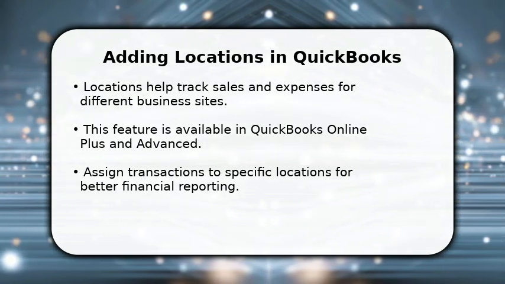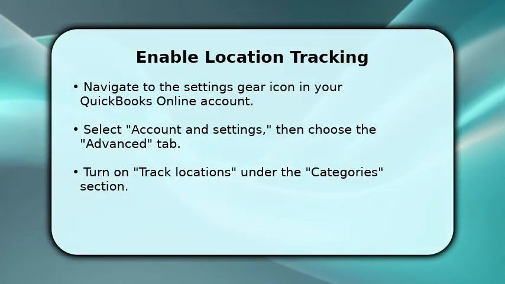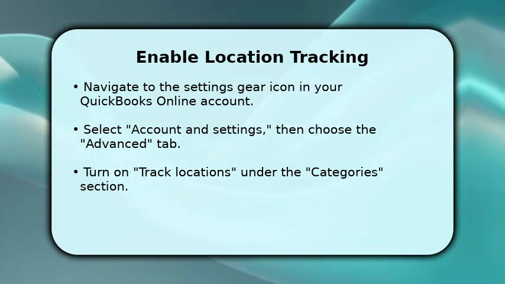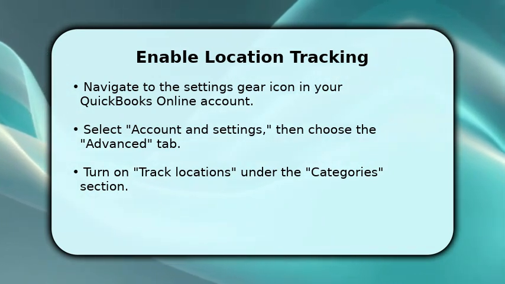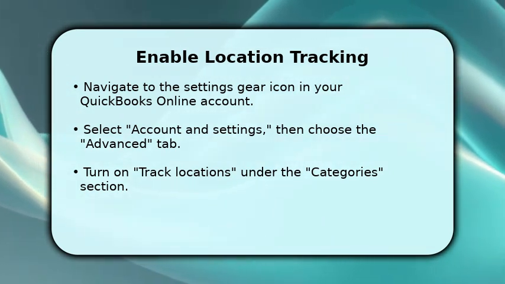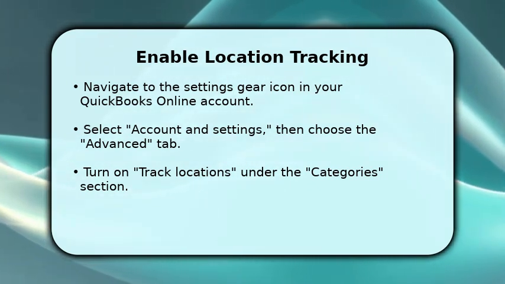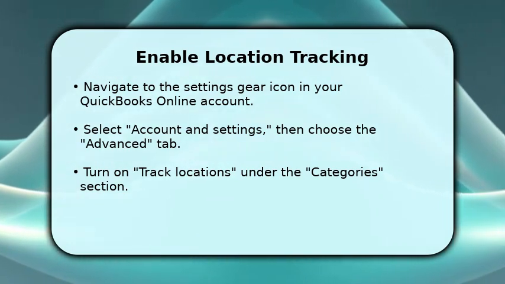Let's dive into the setup process. To begin, log into your QuickBooks Online account and click the gear icon in the top right corner. From the drop-down menu, select Account and Settings. Next, navigate to the Advanced tab on the left-hand side. Scroll down to the Categories section and locate Track Locations. Toggle this option to On and then click Save to apply your changes.